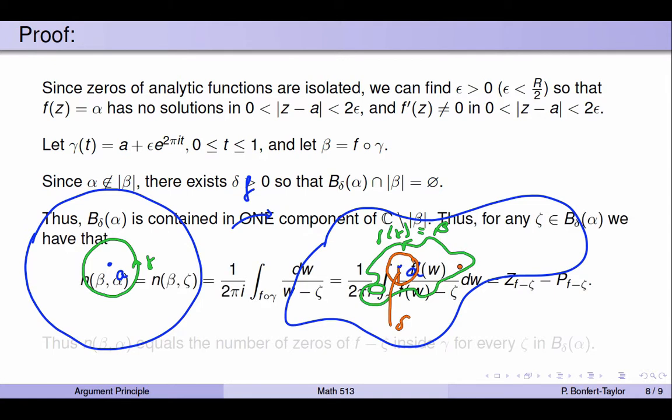And so therefore, for any point zeta inside this disk, it's a little hard to read here. I'll erase the picture in a second, but I really want to keep it there for one more second.